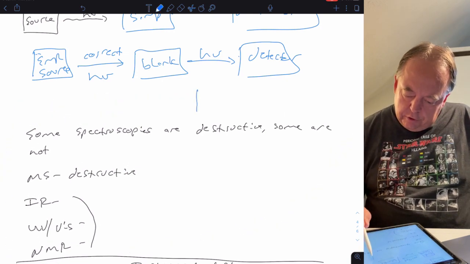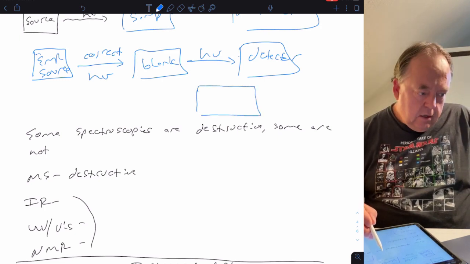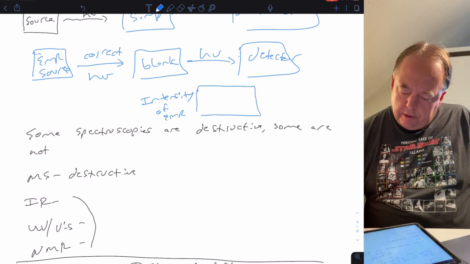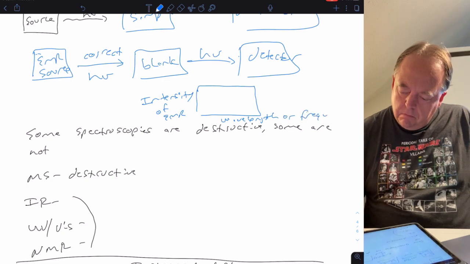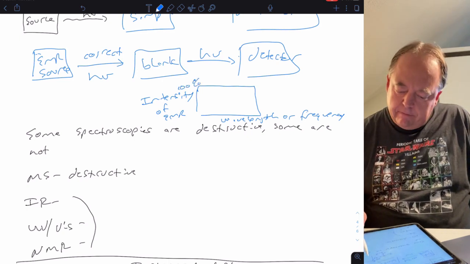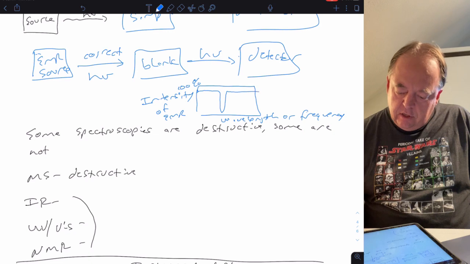And so now what you do is you plot this. So you would plot the intensity of the electromagnetic radiation versus the wavelength or frequency. So this would be 100% of the energy of the electromagnetic radiation coming out, and at some wavelength the energy gets absorbed by the molecule, so not all of the energy comes out.